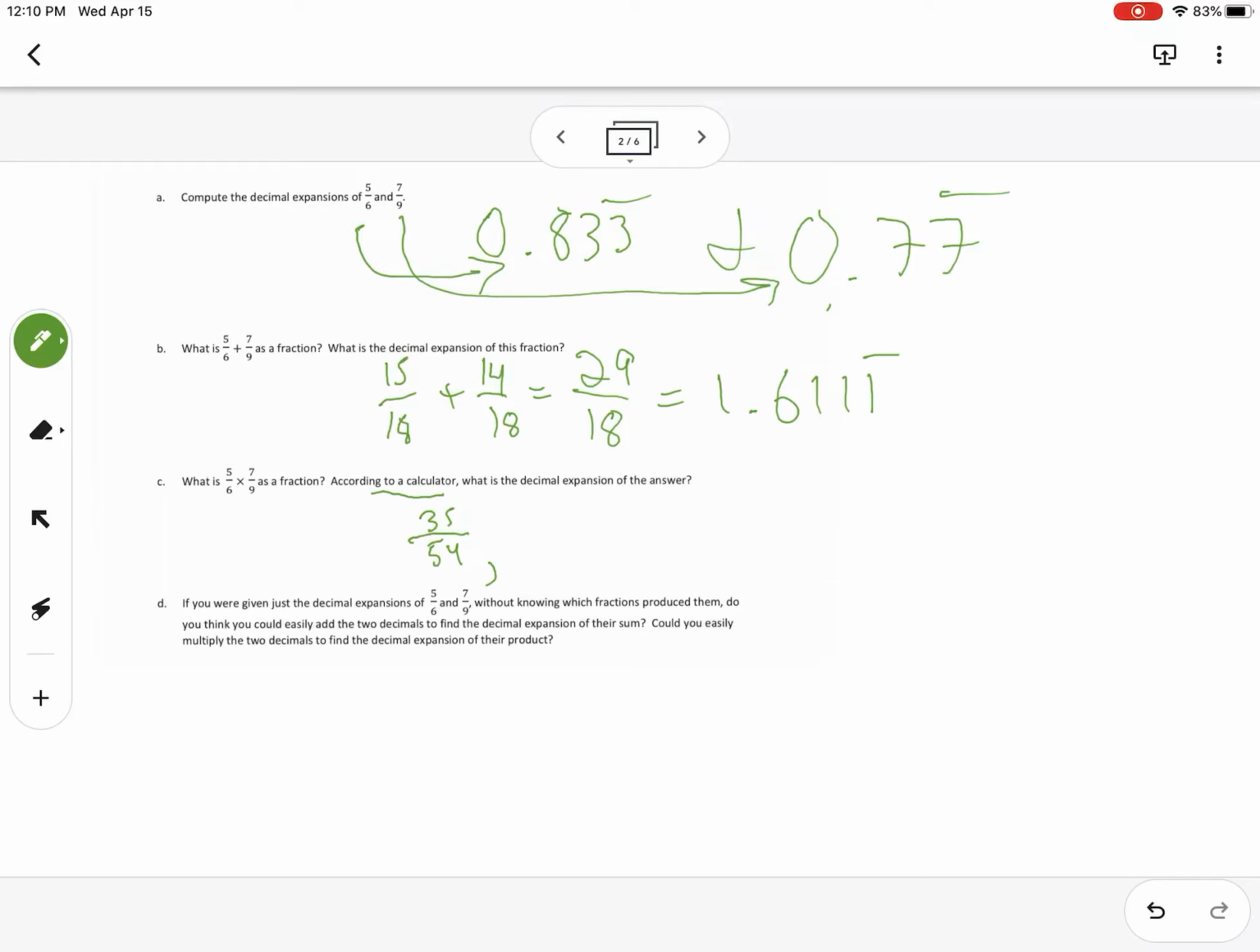And when I put that in my calculator, I got 0.6481, and then 481, 1, 4, 8, 1. And this is the part that is repeating. Those three numbers will repeat forever.